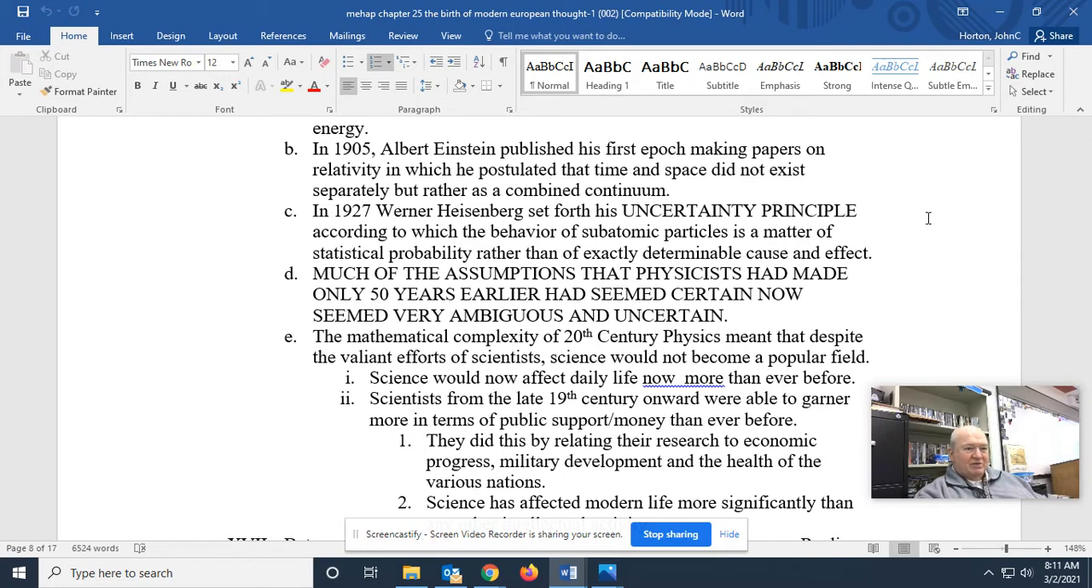Much of the assumptions that physicists had made, thank you, Dr. Ian Malcolm, much of the assumptions that physicists had made only 50 years earlier seemed certain, now were very ambiguous. I mean, for example, let's go back again to our good friend Albert Einstein.